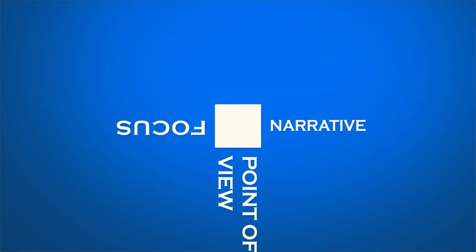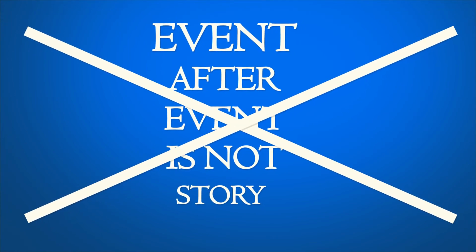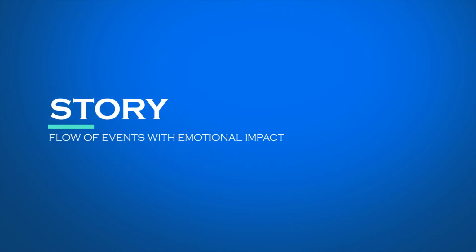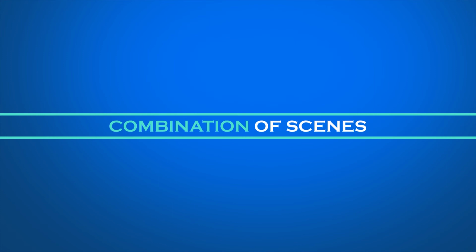Third is narrative. Narrative is the step-by-step telling of the story, a step-by-step listing of the events. So this event happened, after that the next event happened. So it is not the full story. Story is the flow of events with an emotional element. In fact, here we have to give a list of events. Each and every point can have a combination of scenes. We are just listing down the events of the film.